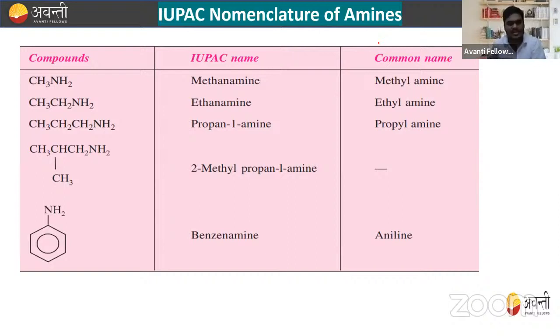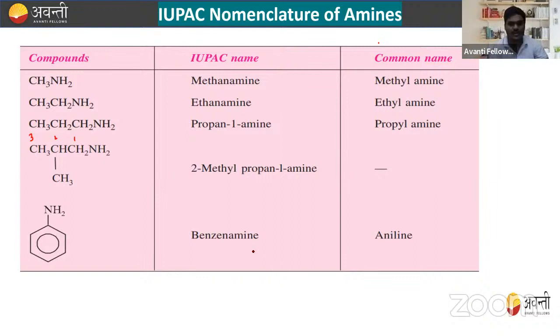Here also CH3, CH2, NH2. So if there are two carbons, that is known as ethanamine. Here also 1, 2, 3, that is propane-1-amine, right? So this is known as propane-1-amine. Now here we can say CH3, CH, CH2, NH2. So that is the numbering. How will you do the numbering? This is 1, this is 2, and this is 3. So that is 2-methylpropane-1-amine.